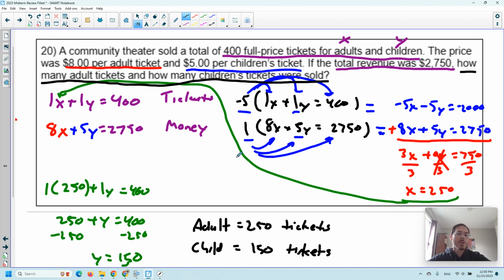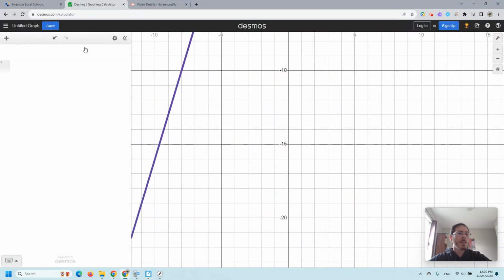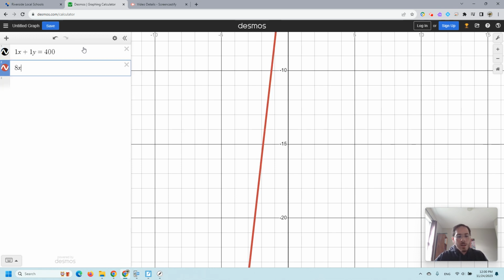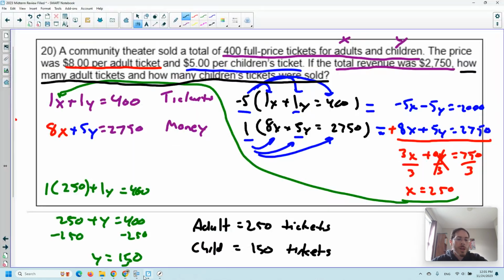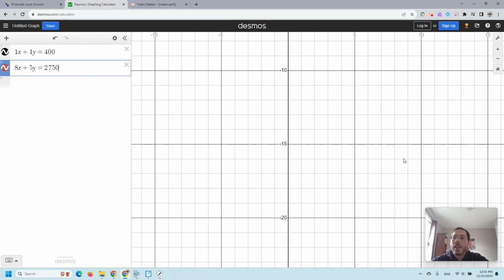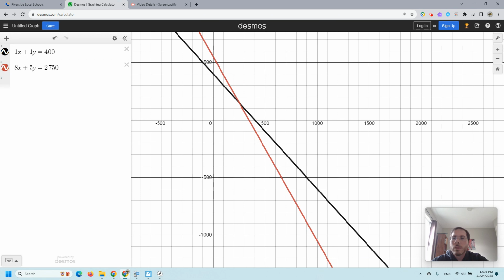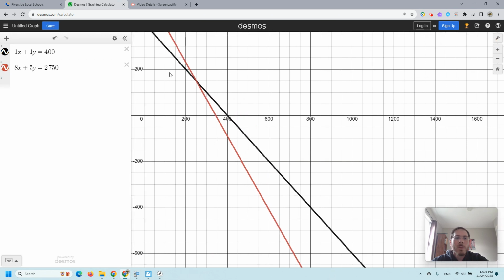Now, since we did take our time and set up our equation, we can throw it into our graphing calculator. So I'm going to finish up by doing that. So 1x plus 1y equals 400. And then 8x plus 5y equals 2750. Since we know what to expect, since we got answers that were in the hundreds, this is pretty useful because it tells us we're going to need to zoom out quite a bit. There we go. Maybe we don't need to zoom out that much, but we get our connection.